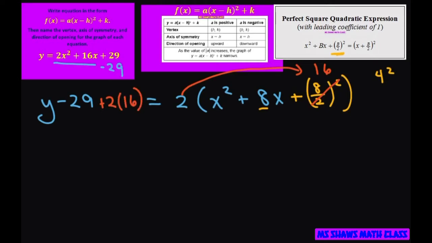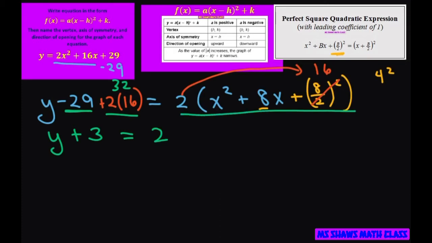Now let's straighten this all up. So we have 2 times 16 is 32. So this is going to be y plus 3. Negative 29 plus 32 is 3. And then let's condense this perfect square trinomial. So we're just going to write 2 and then x plus, take half of your 8, that's that part, and square it. Now looking at this, you can find the vertex.